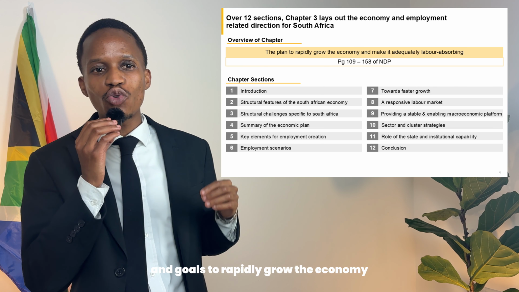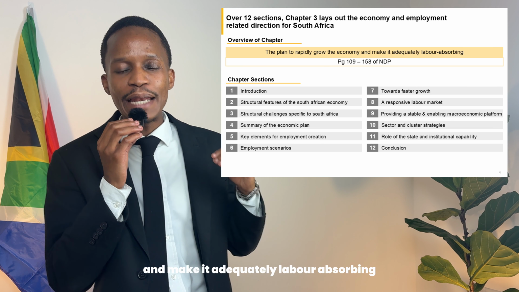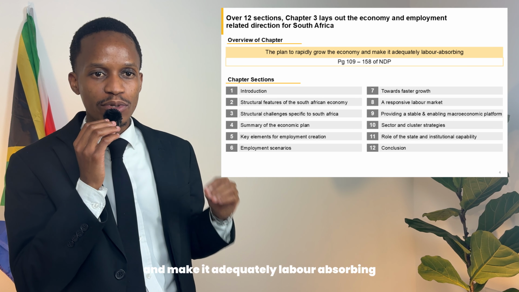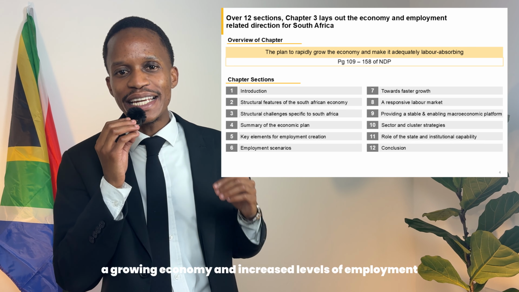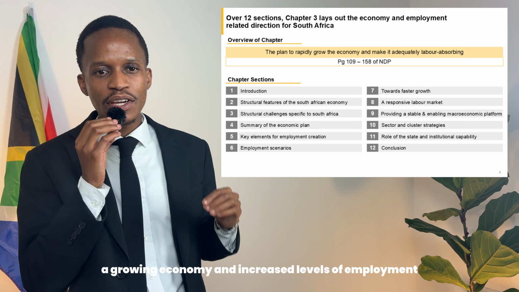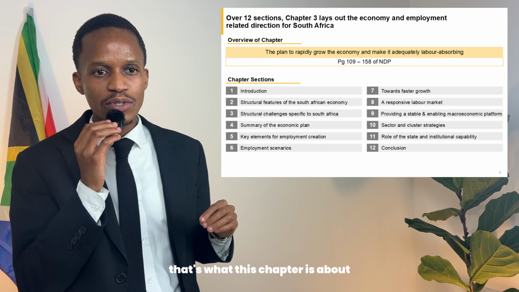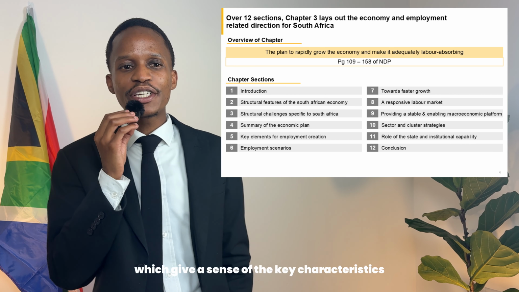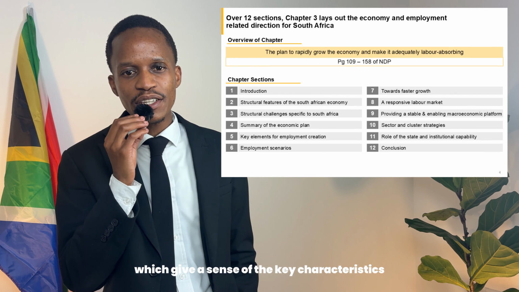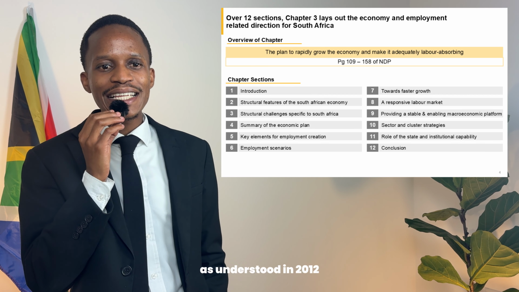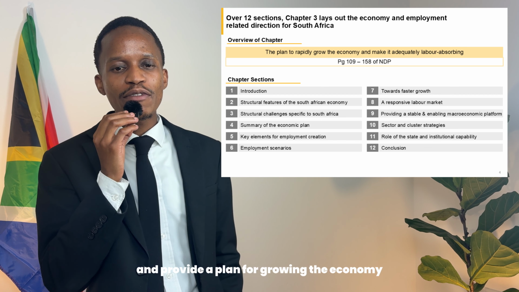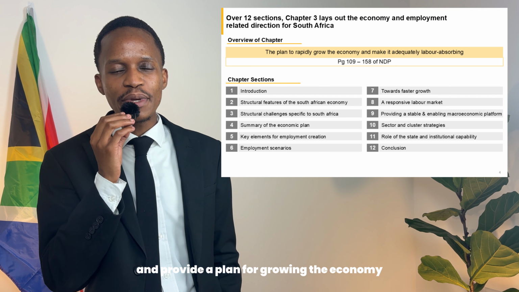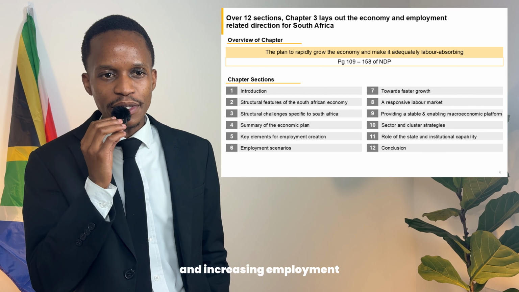In a nutshell, Chapter 3 of the National Development Plan lays out the approach and goals to rapidly grow the economy and make it adequately labor-absorbing. A growing economy and increased levels of employment. That's what this chapter is about. Over 50 pages, the chapter contains 12 sections, which give a sense of the key characteristics of the South African economy as understood in 2012 and provide a plan for growing the economy and increasing employment.